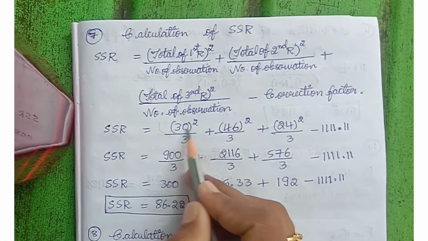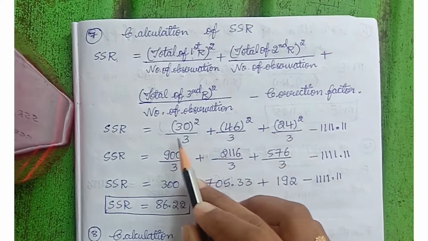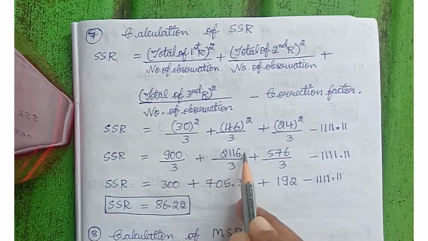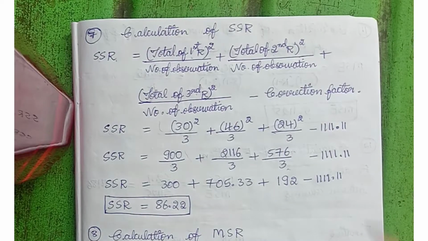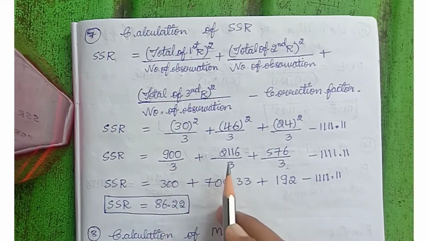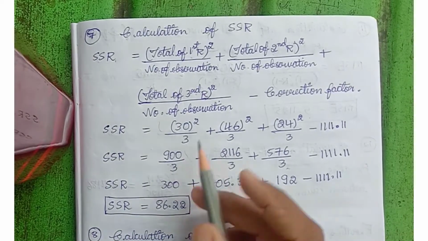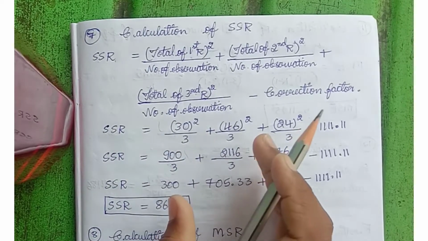See, I have taken here 30, 46, 24. We just have to square these, and after squaring we'll get these values and divide by 3. As I told, we have 3 rows, so I am taking the value as 3 here. This is the order we have to follow while calculating the SSR.